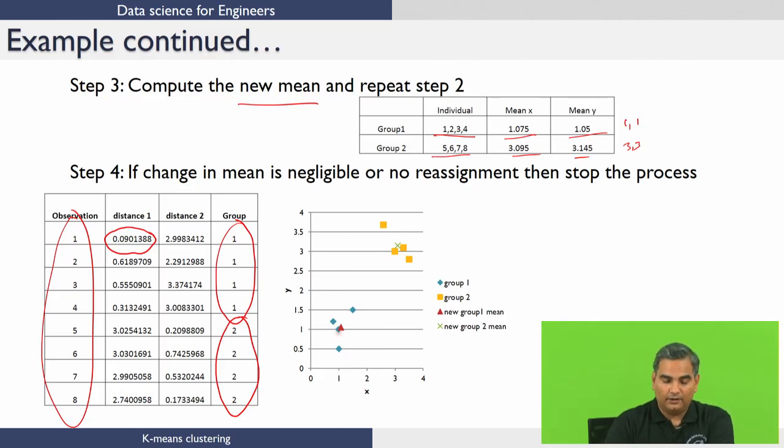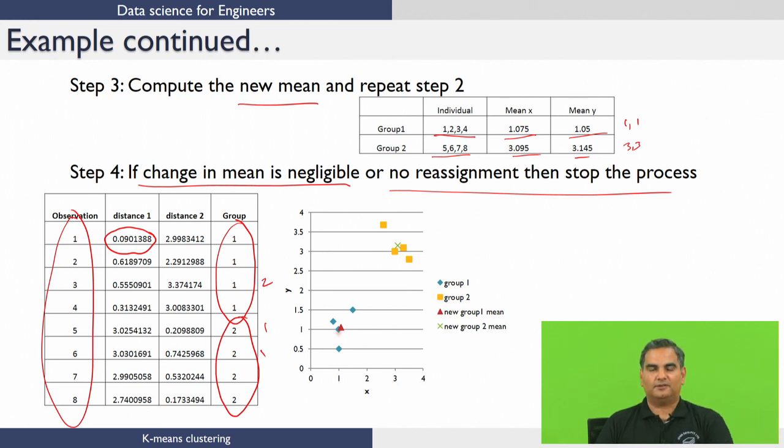Now, if it were the case that because of this new mean, let us say for example, if this had gone into group 2 and this and this had gone into group 1, then correspondingly you have to collect all the points in group 1 and calculate a new mean, collect all the points in group 2 and calculate a new mean, and then do this process again. You keep doing this process till the mean change is negligible or there is no reassignment. So, if one of these two things happens, then you can stop the process.